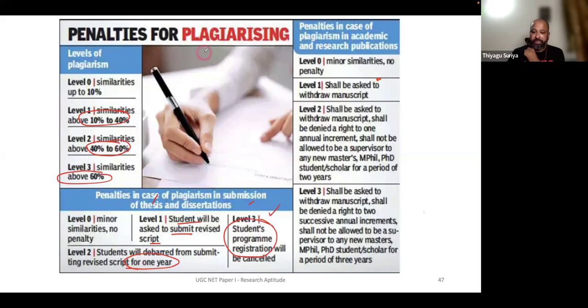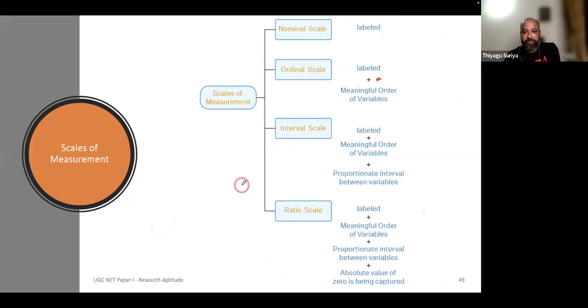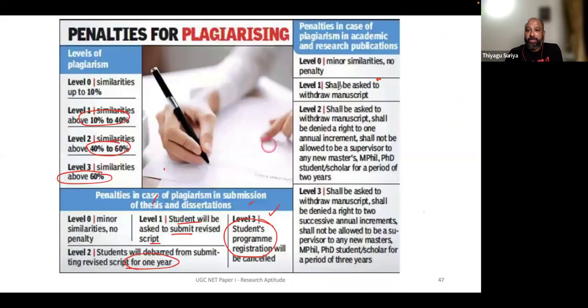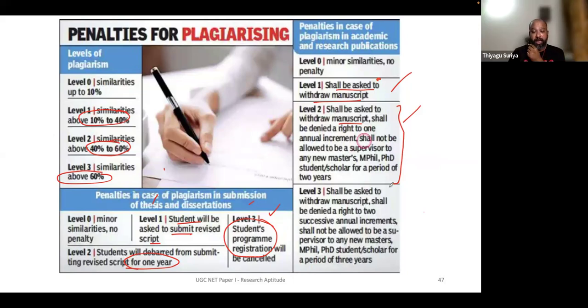It's the same thing for articles when you go for submission to any journals. The student will be asked to submit a revised script within a stipulated time period of 6 months. Here it is clearly: shall be asked to withdraw the manuscript. At level 1, they can withdraw the manuscript. At level 2, shall be asked to withdraw the manuscript and shall be denied 1 annual increment. Even the institution can stop 1 annual increment for people with the second level of plagiarism. And level 3 shall be asked to withdraw the manuscript automatically.